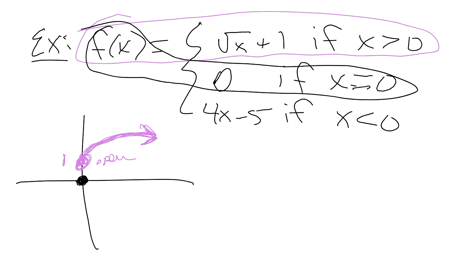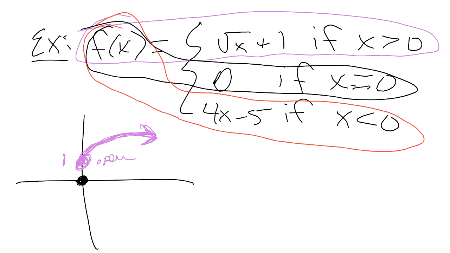And then I'm going to use red here for this last one. If you plug in 0, you get negative 5. I don't actually hit it, but it's a line with a slope of 4. So we have this, and then we could ask some questions.